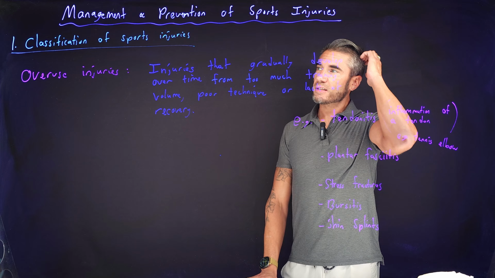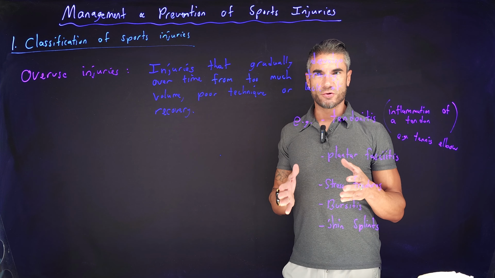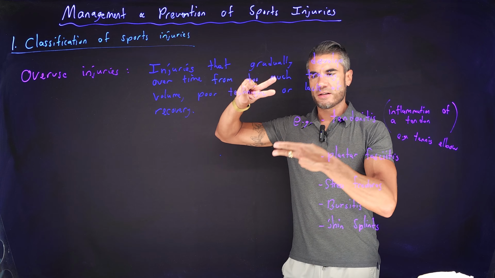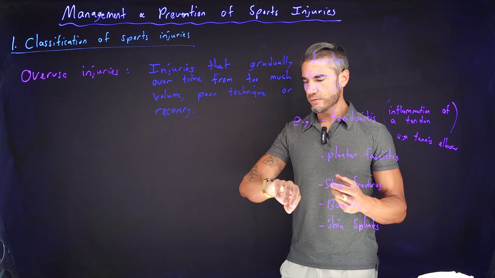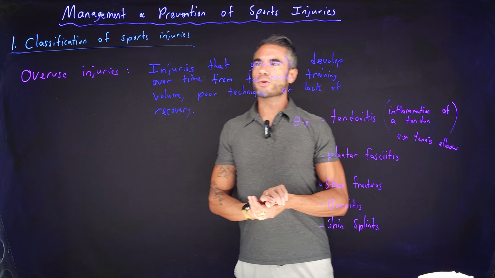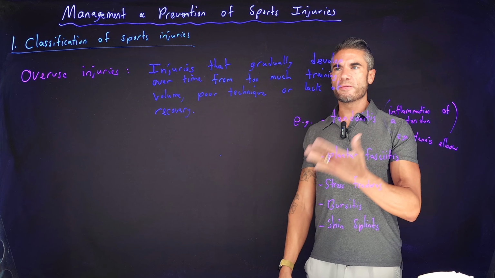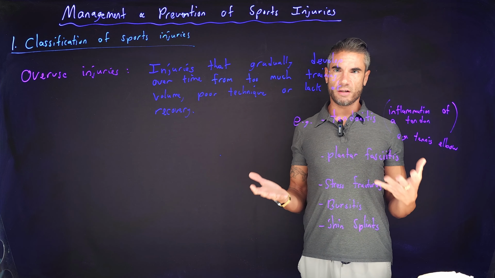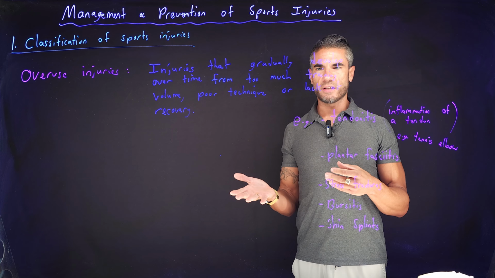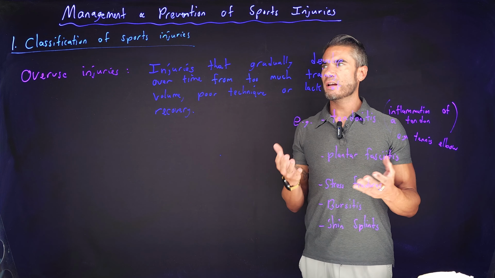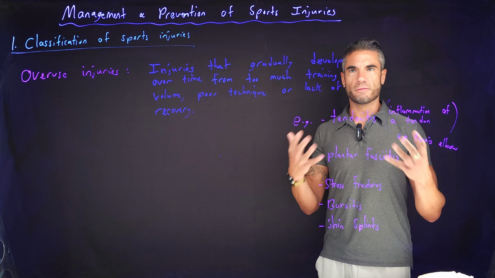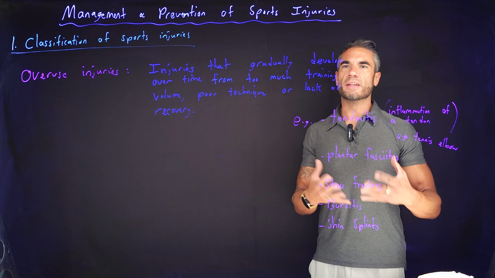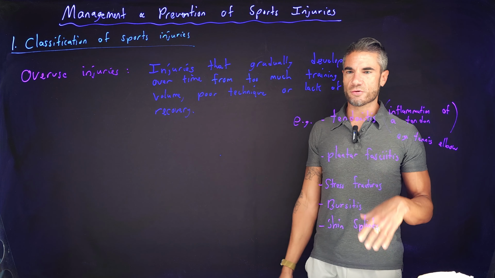Okay, so our last classification is an overuse injury. All right, so we had direct and indirect, soft and hard, and now we've got overuse. So some injuries will be overuse and some will not. Overuse injuries are very simply injuries that gradually develop over time from either too much training volume, using poor technique, or lack of recovery, okay? These things don't happen overnight. They happen over weeks and months of doing something wrong, and therefore you end up with an overuse injury.